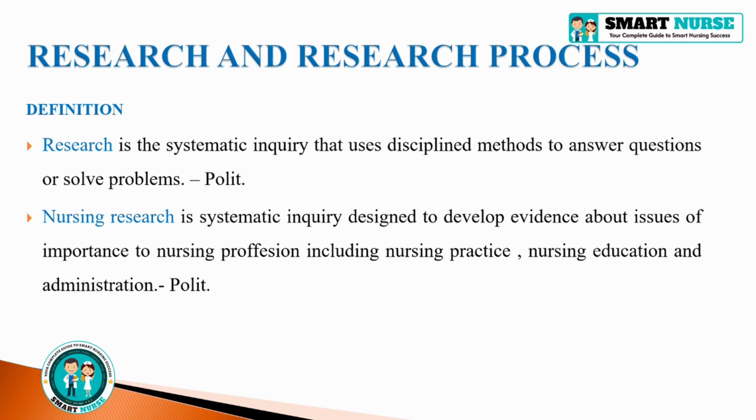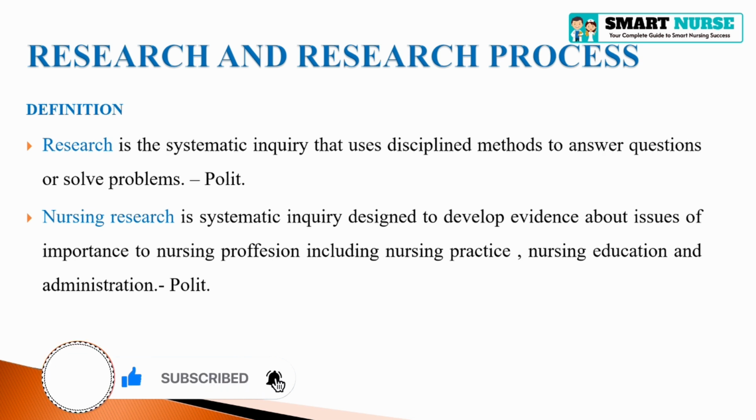In that, first you can see the definition. Research is a systematic inquiry that uses disciplined methods to answer questions and solve problems. It is one type of systematic inquiry where you use a method to get answers to the questions, and you can solve the problems also. So in the research process we are going to study how to identify problems, how to find the solutions to the problems, how to prepare the questionnaires, and how to get clear answers. These are all the things you are going to learn in the research process.